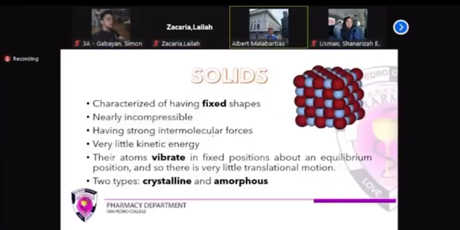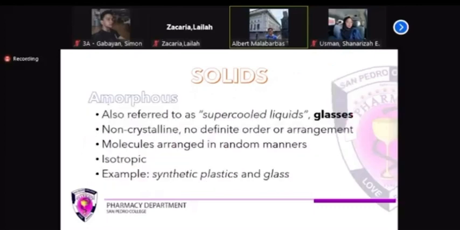For solids, there is just a little left. So, solids, the last topic, the last area for pharm. This is the physical state characterized by having fixed shapes. They are nearly incompressible. Unlike your liquids, which move through flow, the movement of our solids is through vibration in fixed positions. There are two types of solids, crystalline and amorphous. I'll start with the first type, amorphous solids. They are also known as super-cooled liquids.